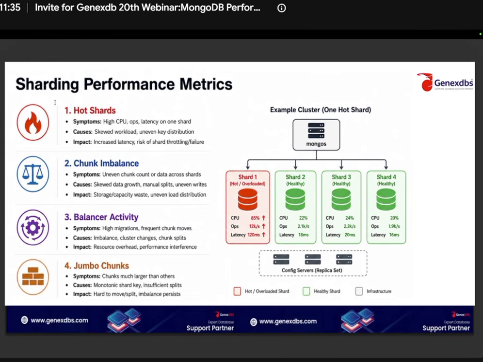Next, chunk imbalance. MongoDB distributes the data by using chunks. If the chunks are unevenly distributed, then one shard receives more data than the others. This will result in chunk imbalance and unnecessary resource utilization.